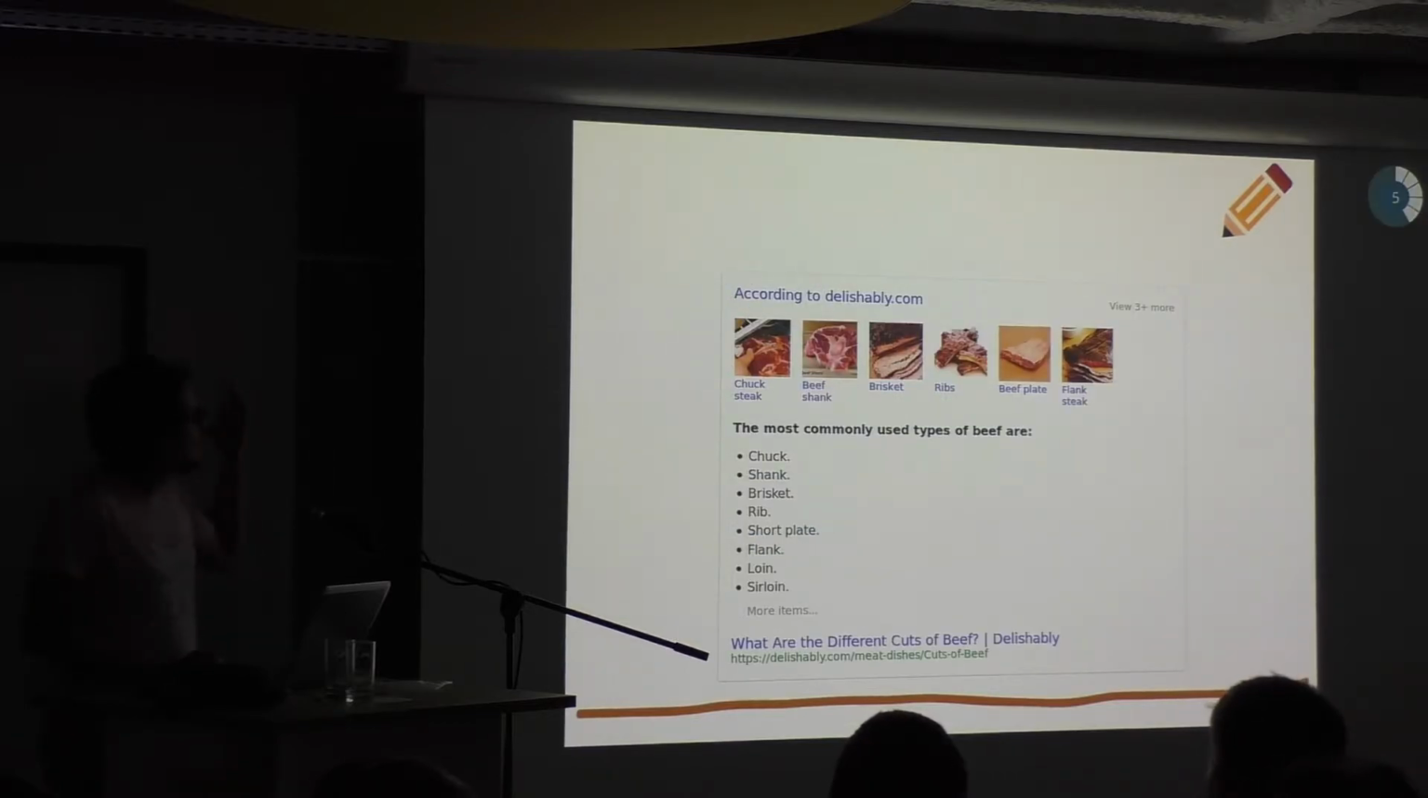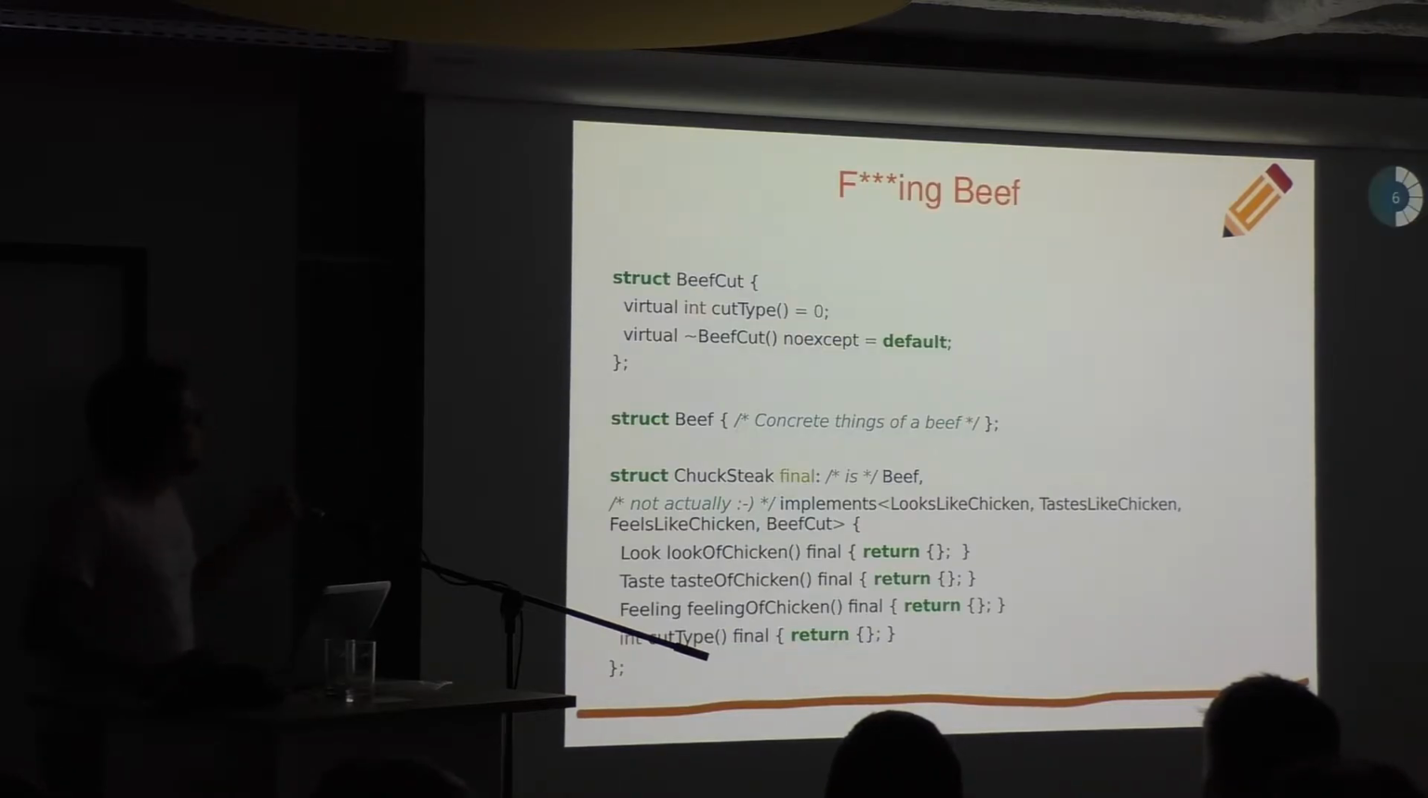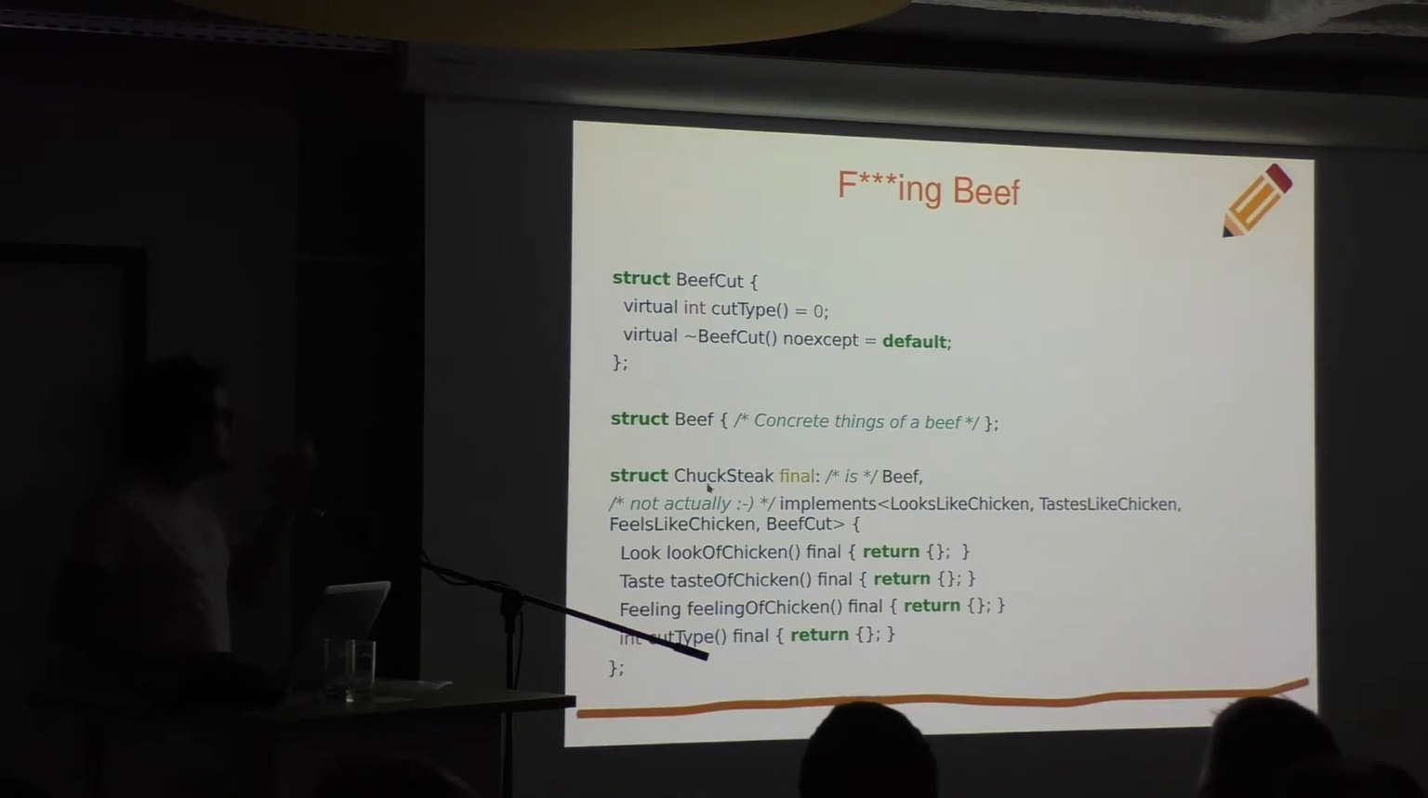So I googled for some kind of beef, and I found the most common one is chuck steak. It's like Chuck Norris, chuck steak. So let's implement it. I defined another interface, beef cut, because I want my beef to also implement this beef cut, just to make my example a little more complex. So I have some concrete beef, and then I have chuck steak that is beef, as Chuck Norris says. And actually, it's not true, but I'm a very bad cook actually.